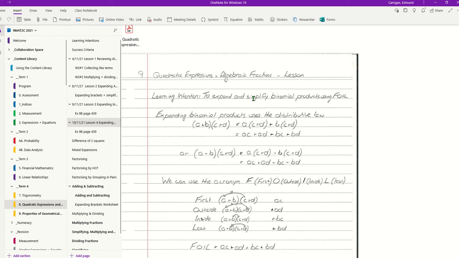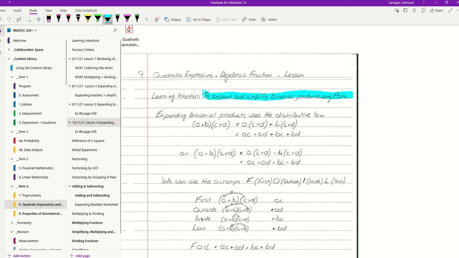Good morning, Year 9. Today we're going to look at expanding and simplifying binomial products using FOIL, which is an algebraic technique. FOIL stands for first, outside, inside, last. I'm sure that will make sense in a minute. Just revising, expanding binomial products uses the distributive law.